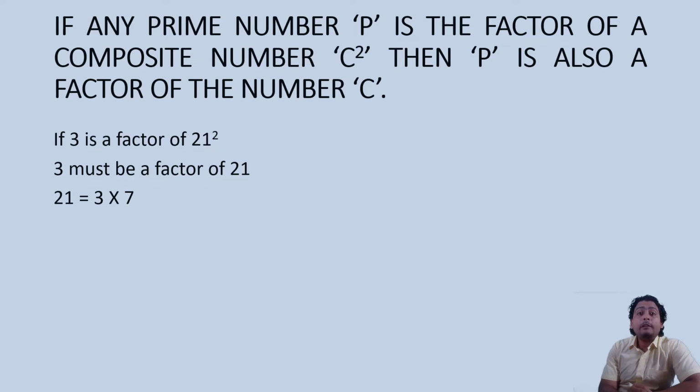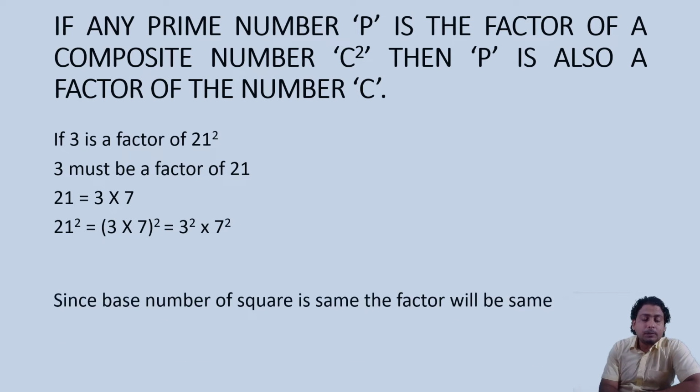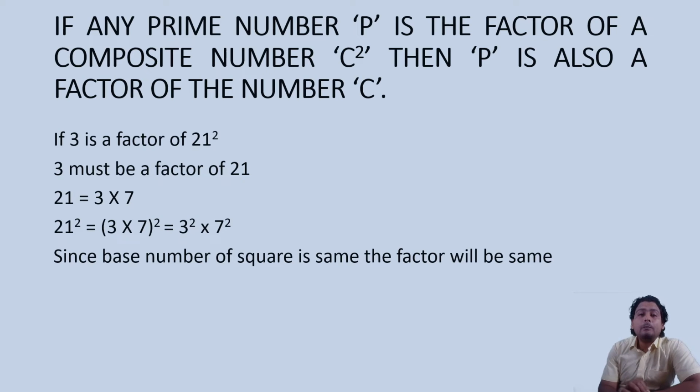Now what happens when we factorize 21 square? When we factorize 21 square, the factors of 21, which are 3 and 7, get squared and we get 3 square into 7 square as the factors. But still the factors of 21 square remain the same. 3 and 7 are the factors of 21 square. So what do we understand from this theorem? That since the base number remains the same, here in the example the base number is 21, the square of 21 also has the same factors as the base number, right?